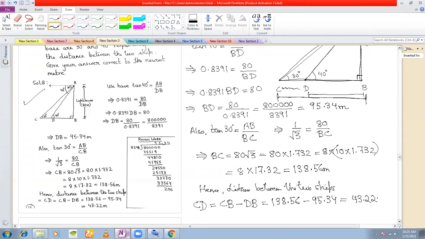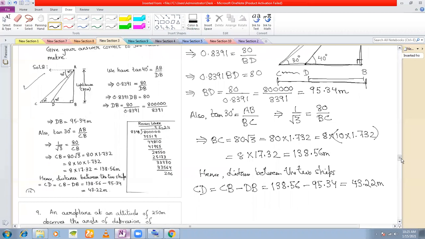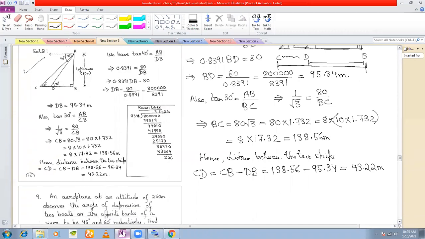Now in meters. In the question, I have not actually expressed this in the notes, correct to the nearest meter. So what you can do is you can write 43.22 as simply 43 meters, and in brackets you can write correct to the nearest meter.